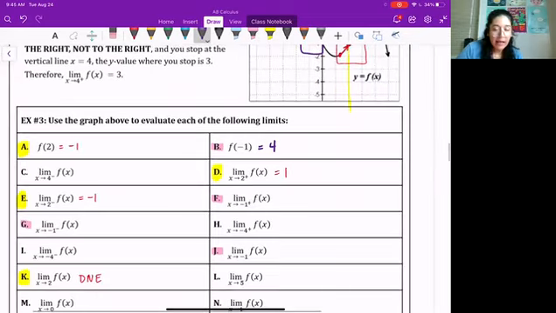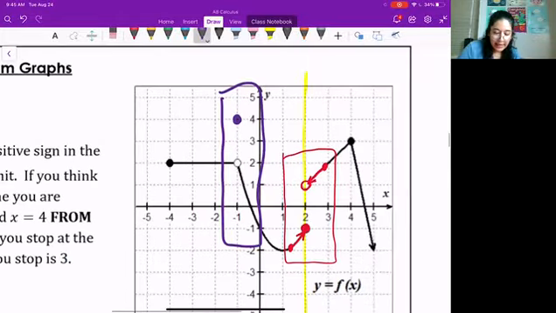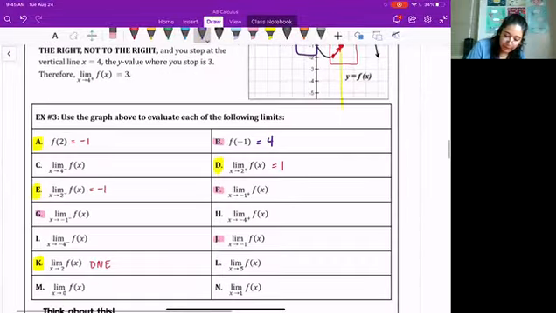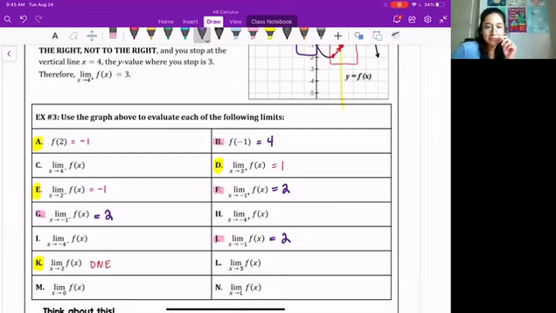Now let's talk about as I'm approaching -1 from the left and from the right. Here I am in my neighborhood of x equals -1. From the left, it looks like I'm getting really close to a y value of 2. And from the right, it looks like I'm also getting really close to that y value of 2. My arrows are matching up. So the limit from the right is 2, the limit from the left is 2, and since they agree, that general limit is also 2.